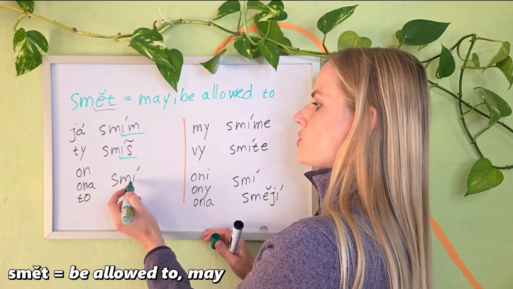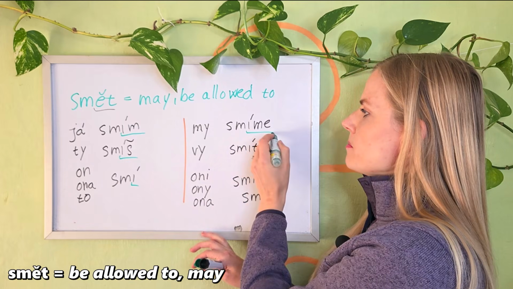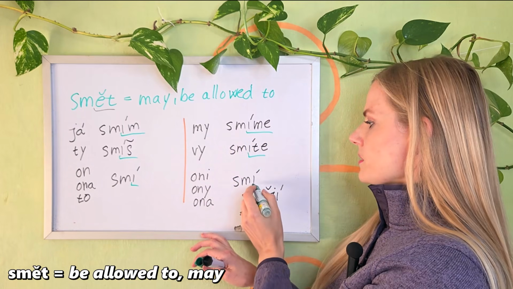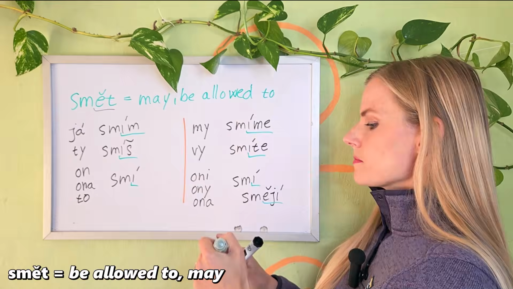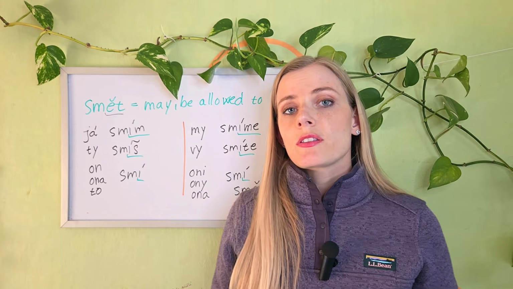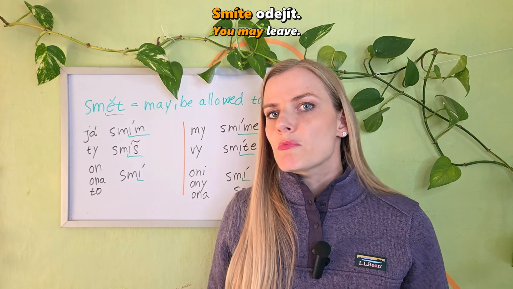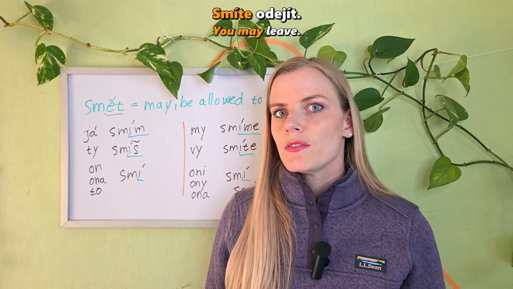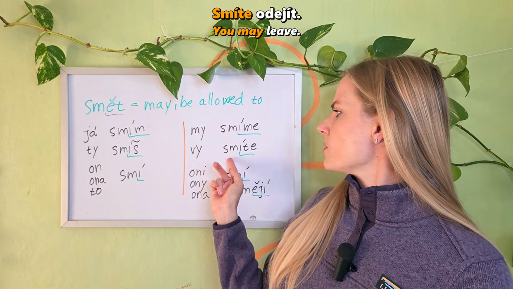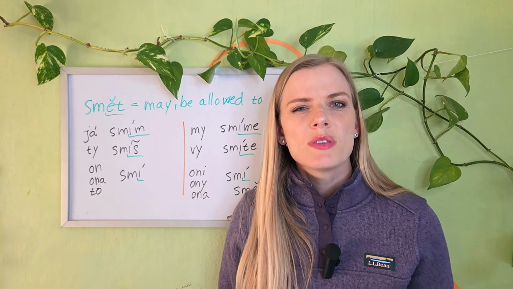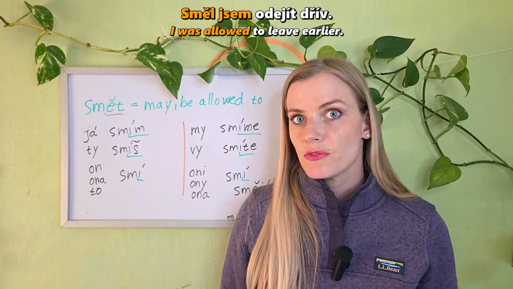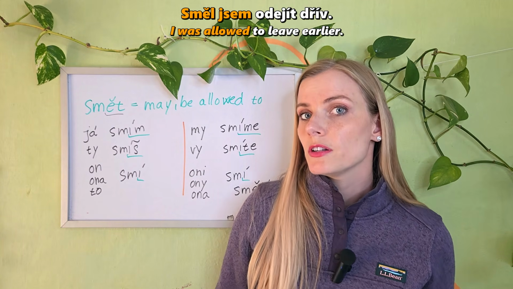Smím, smíš, smí, smíme, smíte, smí or smějí. In a formal conversation or in something a little bit more outdated, someone could say smíte odejít. You may leave. Smíte odejít. Now in the past, směl jsem odejít dřív. I was allowed to leave earlier.